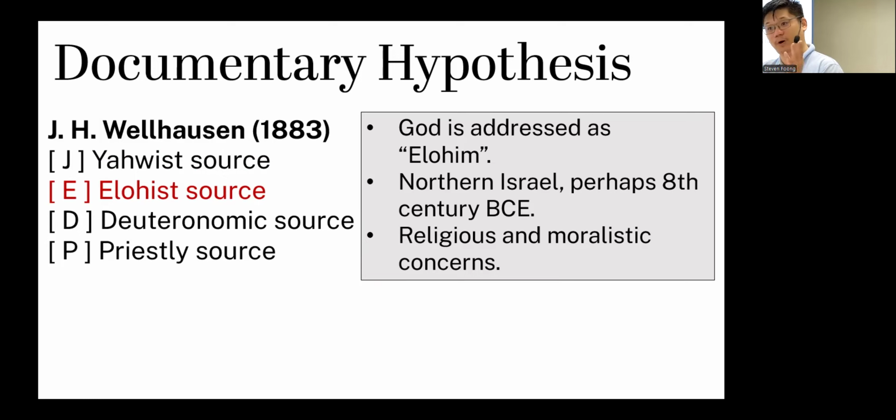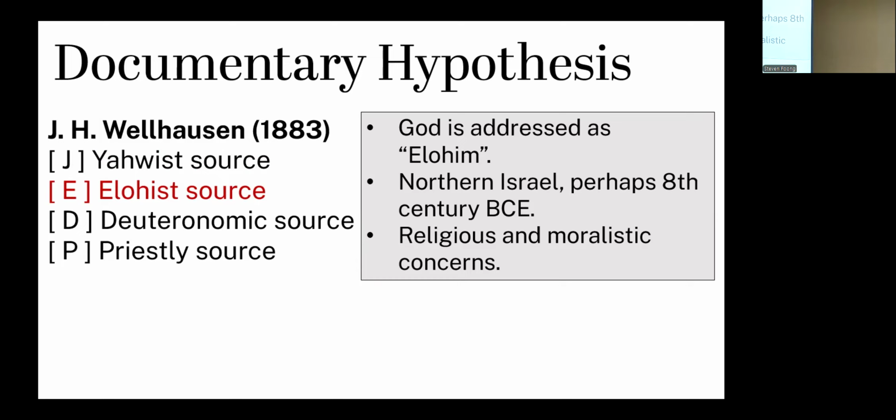And it is a bit more metropolitan, if you think about that, a bit more interaction with the surrounding cultures. So Wellhausen will attribute this type of text, where God is referred to as Elohim, to northern Israel, perhaps in the 8th century, Jeroboam onwards. So he thinks that Jeroboam and his allies would have been responsible for these texts, and more religious and moralistic concerns.